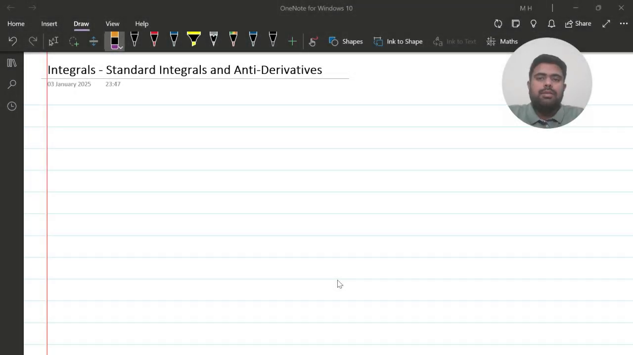Hello everyone. We'll start with the chapter integrals. Okay. So before beginning with the standard integrals and antiderivatives, first let us understand how exactly integration works. I will not get into the theory in depth, but I will just let you know how integration works.